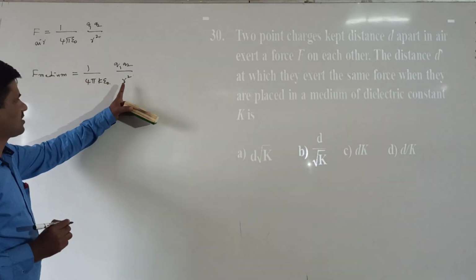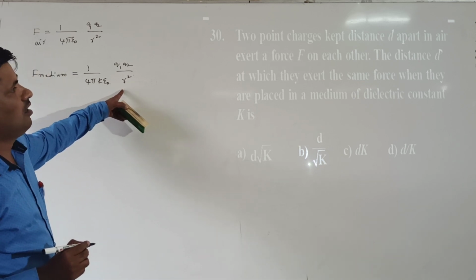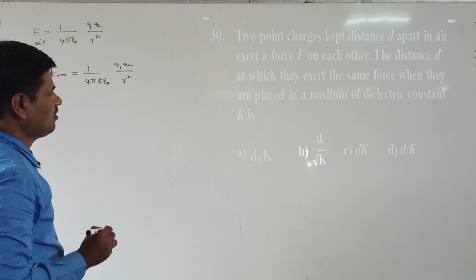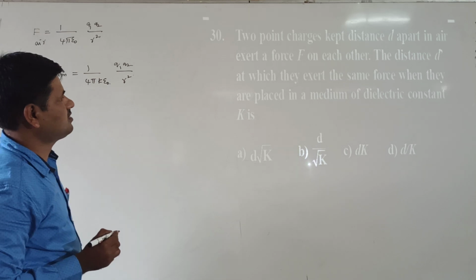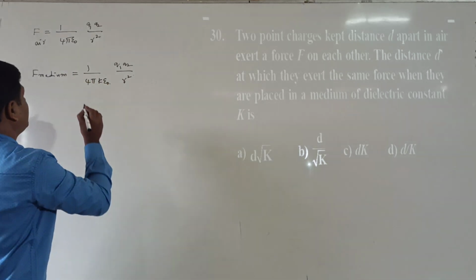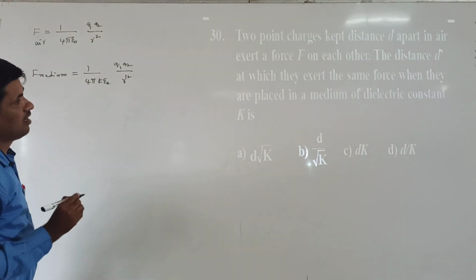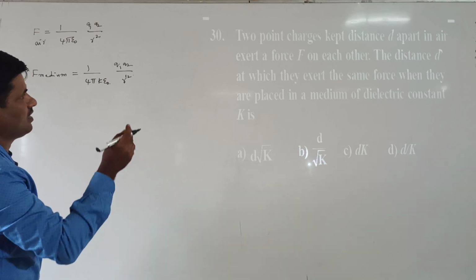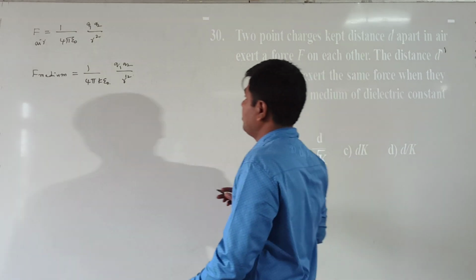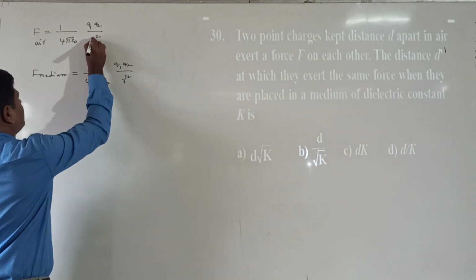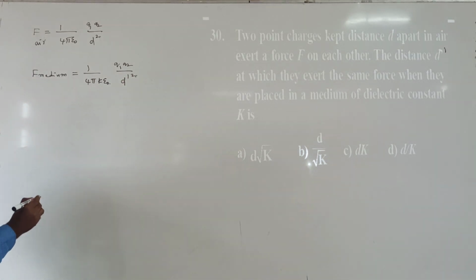Now what is being asked here: when they exert the same force, the distance D dash. The same distance is given in air. Here the distance is taken as r. So I am writing here the distance is D square for air, and here I take the distance as D dash square for the medium.